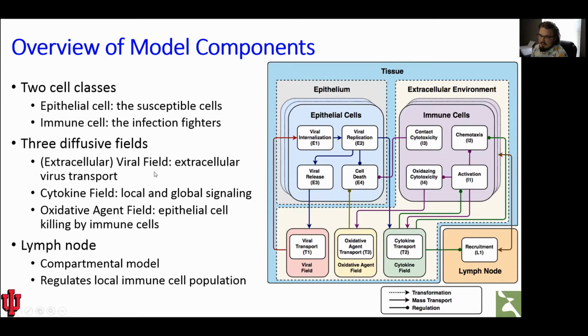And then one of the killing mechanisms that immune cells will use, when sufficiently activated by cytokine signaling locally, is they'll secrete an oxidative agent. This is also a diffusive field that's secreted by activated immune cells. And when any type of epithelial cell, whether uninfected or infected, is exposed to that oxidative field at a sufficient level, they are killed.